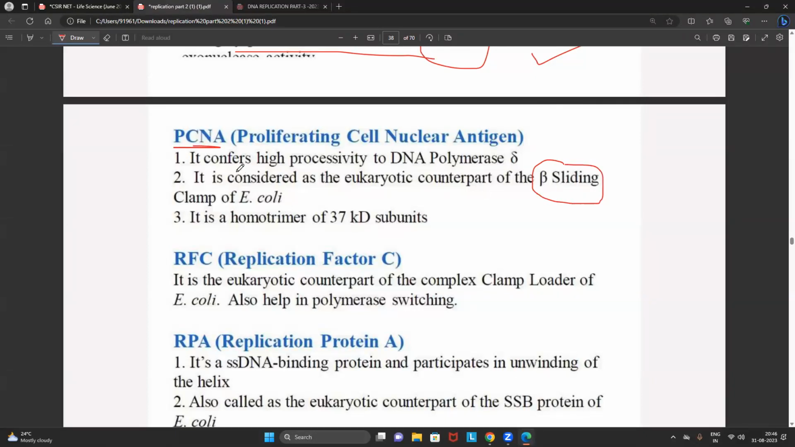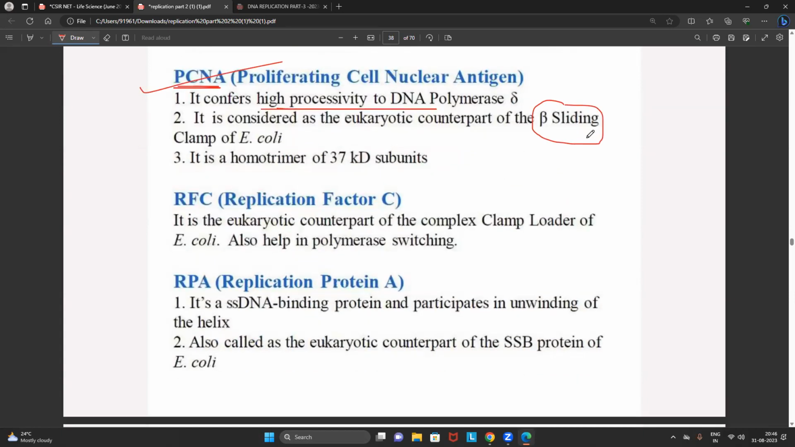coli, the same function performed by the PCNA. Simple point. Required for high processivity of polymerase. Now you remember, how does the beta sliding clamp get added to the core enzyme? We all studied, right? By the help of clamp loader in case of prokaryotes. We can call it gamma complex.